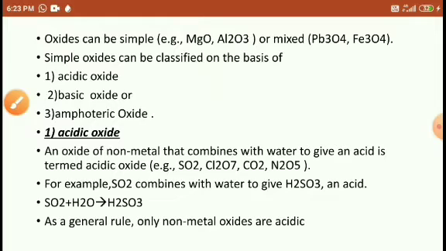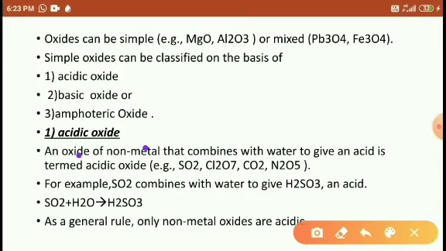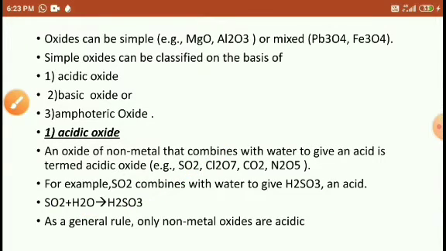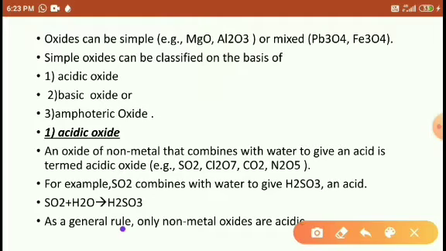First one, acidic oxide. Acidic oxide means the oxides of non-metals. Oxides of non-metals combine with water to give acids. For example, SO2, sulfur is a non-metal; Cl2O7, in which Cl is a non-metal; carbon and nitrogen are non-metals. All are oxides of non-metals, and when treated with water they form acids. For example, SO2 reacts with H2O to form H2SO3, sulfurous acid. Right, friends? So the rule is that for the formation of an acidic oxide we need non-metals.